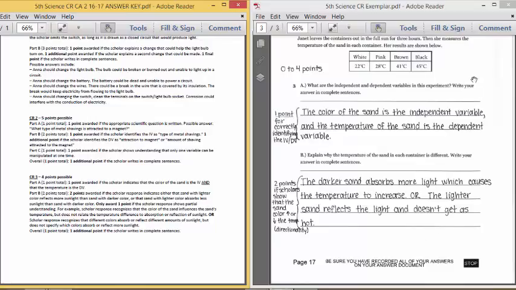For this final constructed response question, as you can see here, overall they will receive 1 additional point if the scholar writes in complete sentences for part A and for part B.